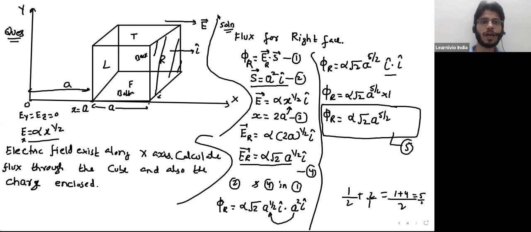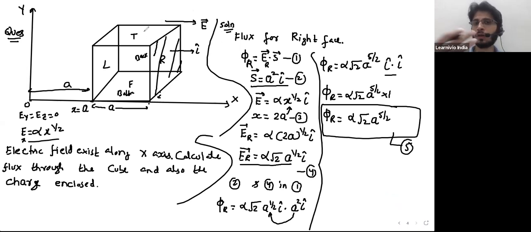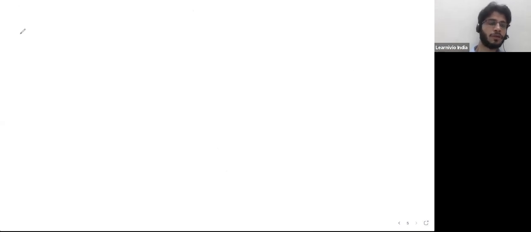In the same way, we have to calculate flux for each of the individual faces. When the field is given and you have a cube and you are supposed to calculate flux for the cube, then you will calculate flux for each of the individual faces separately. So first I calculated the flux for the right face. Now let's calculate flux for the left face.